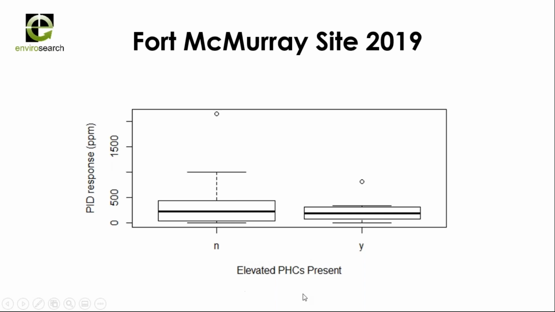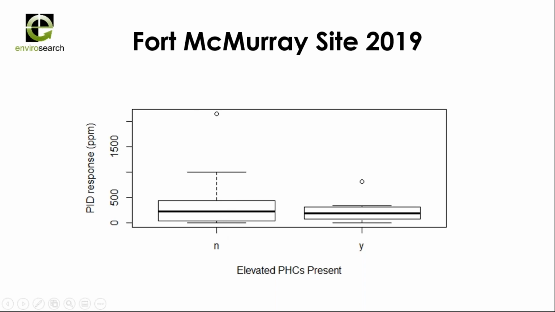On the X-axis here, I've got two box plots. The one on the left is where there were no elevated petroleum hydrocarbons relative to guidelines, and Y would be samples where there were elevated petroleum hydrocarbons relative to guidelines. So the key things: the dots here show when we're above the 90th percentile for the data. This whisker here is the 90th percentile. This is the 75th percentile for the data, the median, the 25th, and the 10th percentile.